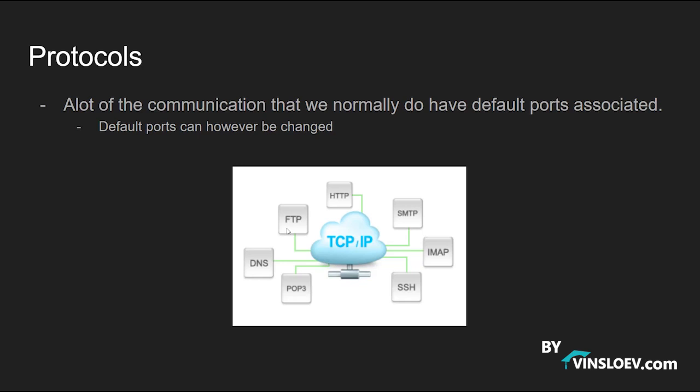But ports used for FTP or SFTP also have default ports, but even though they are default, they can be changed, meaning that you might see FTP communication if you do a network scan that is not happening on the default port because the people who use this FTP connection have changed the port.